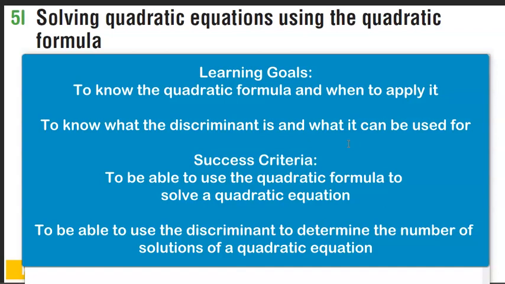This is exercise 5I, solving quadratic equations using the quadratic formula. Or on the log sheet, it should just say the quadratic formula. Learning goals for this lesson is to know the quadratic formula and when to apply it, and to know what the discriminant is and what it can be used for. The success criteria for this lesson is to be able to use the quadratic formula to solve a quadratic equation, and to be able to use the discriminant to determine the number of solutions of a quadratic equation.